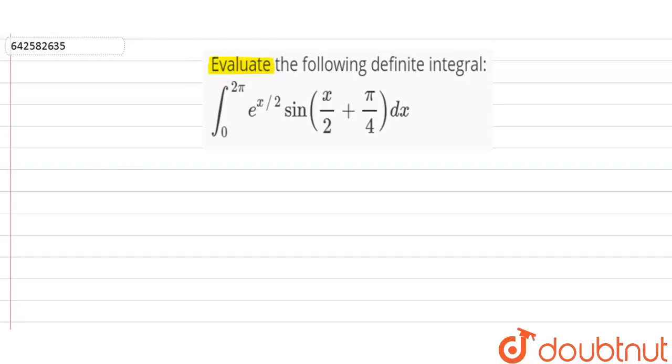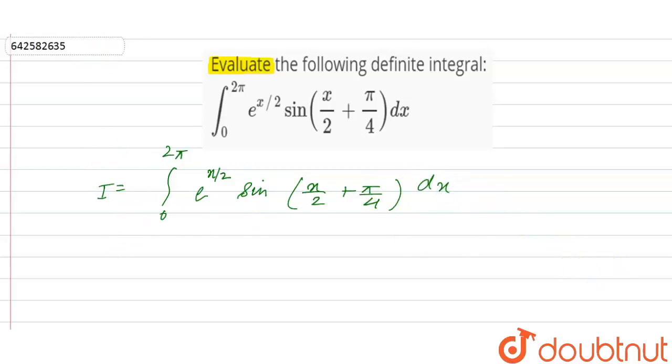So in this question, we have to evaluate the following integral. Let this integral be I. So I is the integral from 0 to 2 pi of e raised to power x by 2, times sine of (x by 2 plus pi by 4), with respect to dx.